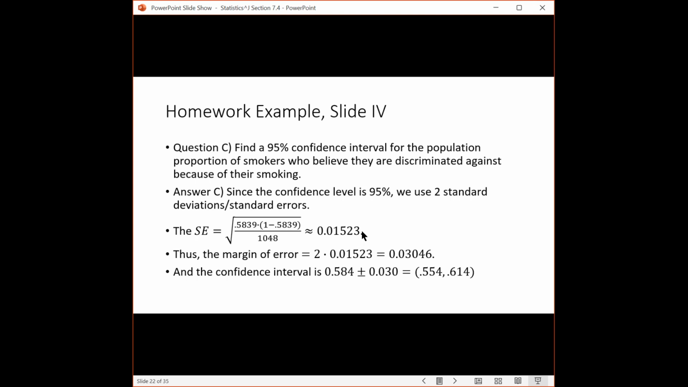And then to find the margin of error, you take the product of those two. So take the number of standard errors and the standard error itself, and you multiply them together. This is the margin of error. Then to find the confidence interval itself, you take the sample estimate, add or subtract the margin of error, and that gives you a range of values. The interpretation is that with a 95% confidence level, we're 95% certain that the actual population proportion of smokers is in that range.